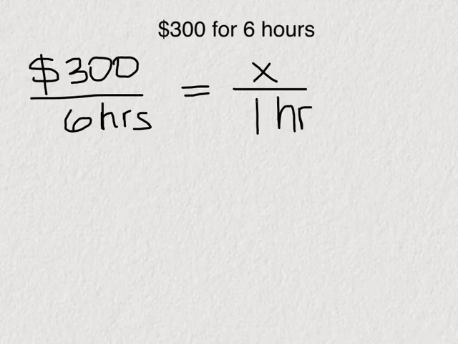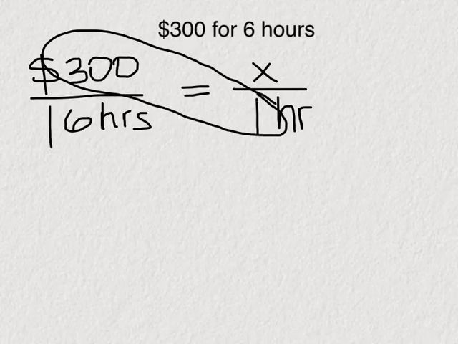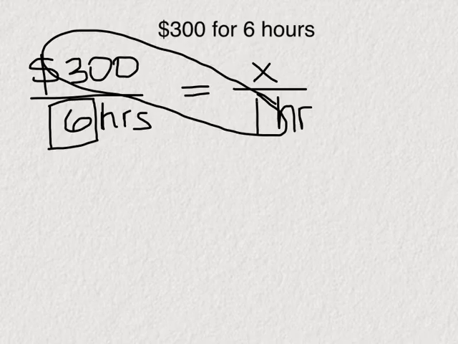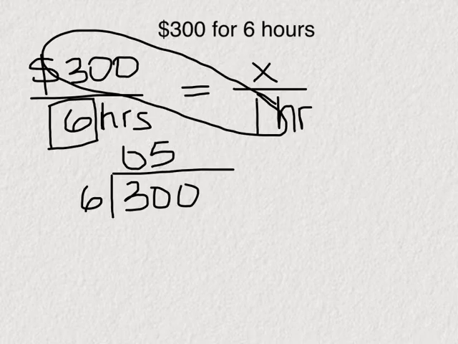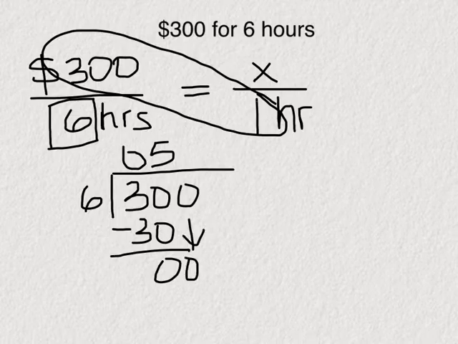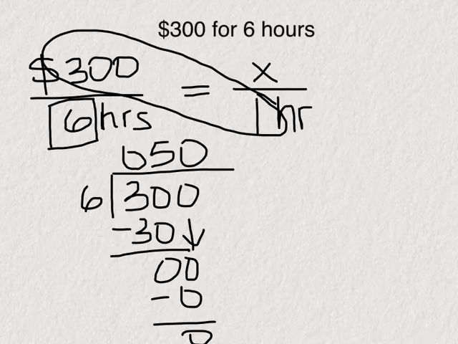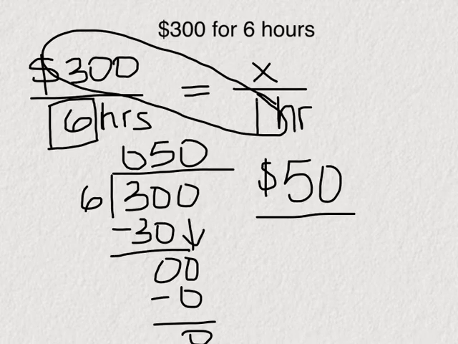We're going to do this by cross multiplying and dividing. So we're going to cross multiply the two numbers in the diagonal and divide by the number across from x. So 300 times 1 is 300 divided by 6. 6 doesn't go into 3, but it goes into 30 5 times. Six doesn't go into 0. X is equal to 50. So my unit rate is $50 over 1 hour, or $50 per hour.